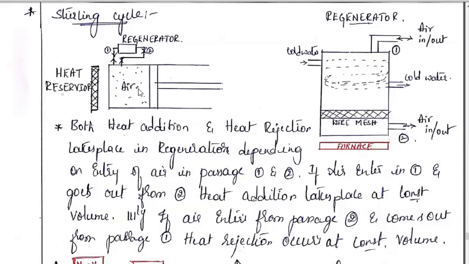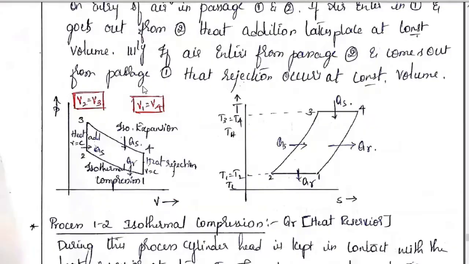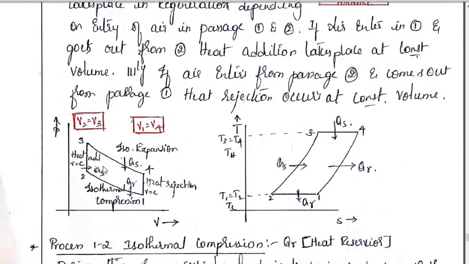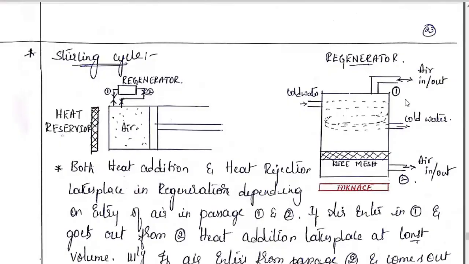Hope you have understood. Now taking this, I will write down the PV diagram and TS diagram. Observe the first process, 1 to 2. 1 to 2 is a compression process. See, I cannot say the compression is adiabatic here. Why? In 1 to 2, there is a heat interaction between the system and the surroundings. So that's why 1 to 2 is not adiabatic. Compression process is not adiabatic.